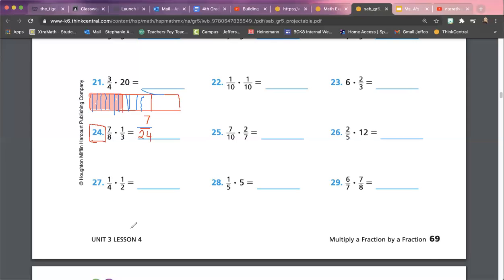Aaliyah, can I simplify this any smaller? I don't really know. Well, let's ask you this. Does 7 go into 24? 7, 14, what's next? 21, and then 28. So 7 doesn't go into 24.